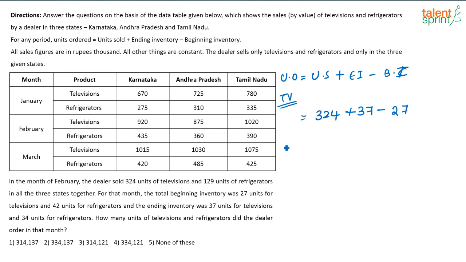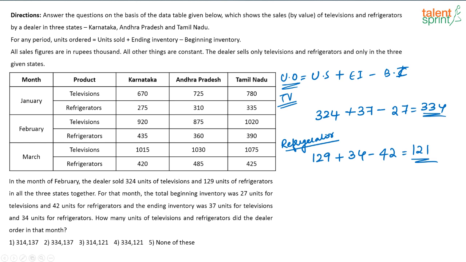Similarly for refrigerator, the total units sold was 129, the ending inventory was 34 and the beginning inventory was 42, correct? This is equal to 129 minus 8, that is 121, and this will be 334, correct. So units ordered in this case is 334, in this case is 121.